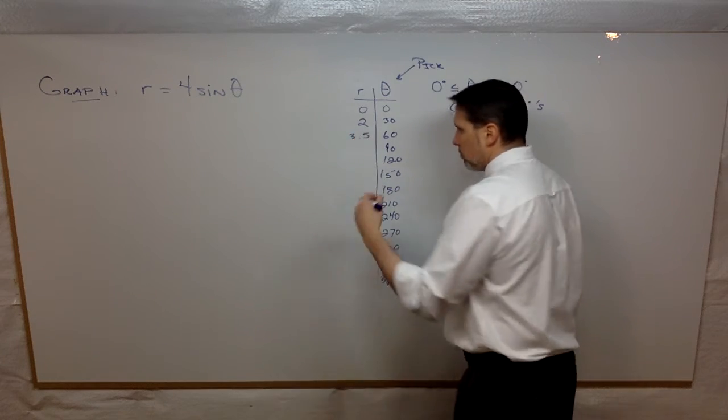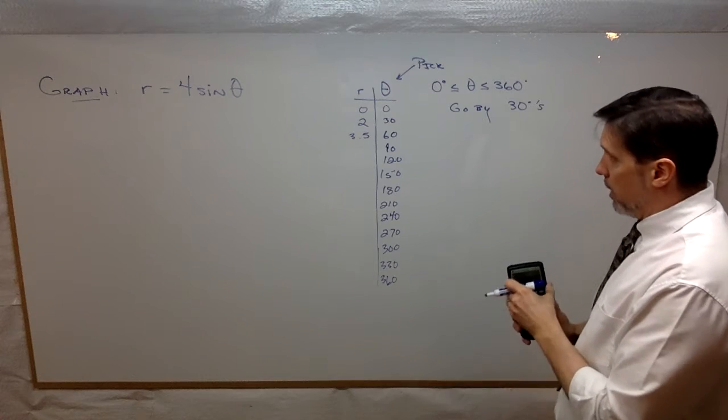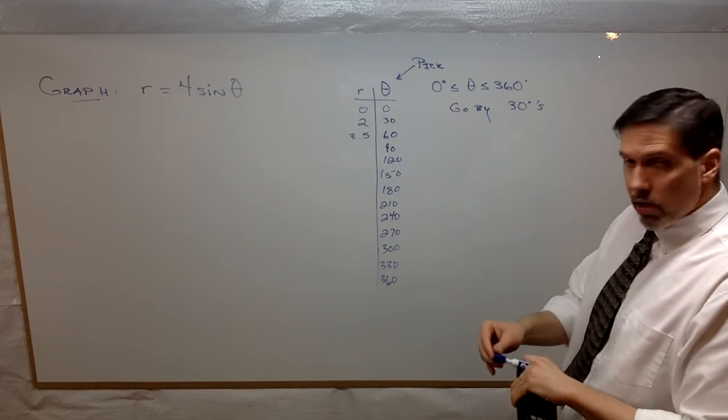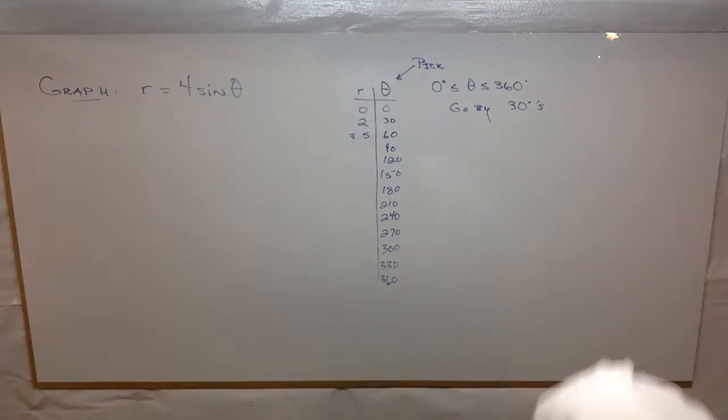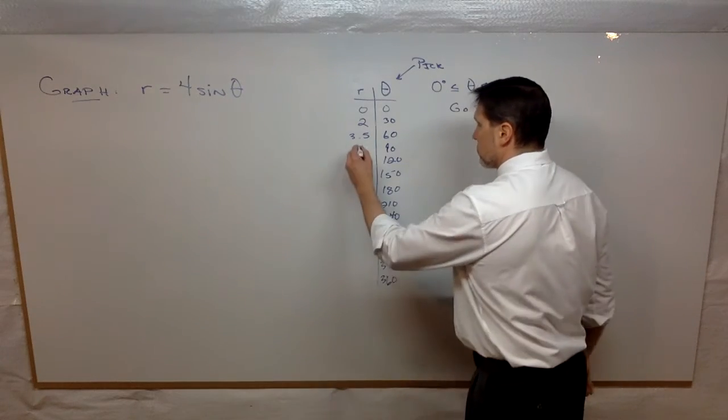I mean, literally, we're plotting this just rounded to the nearest tenth. This is as good as we're going to get. All right, 90 degrees, that's quadrantal. The sine of 90 is 1. 1 times 4 is 4.